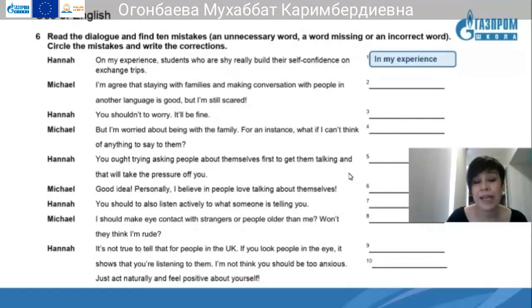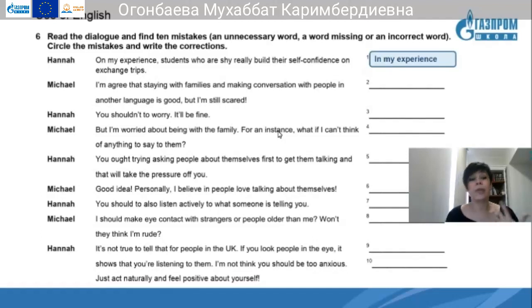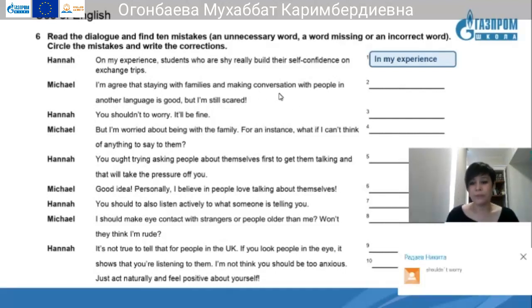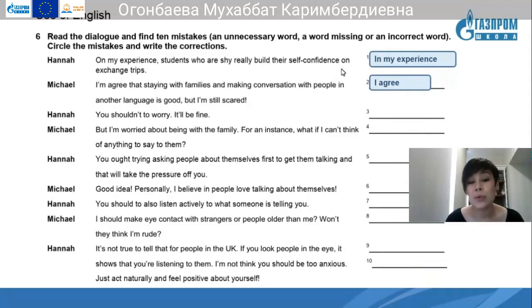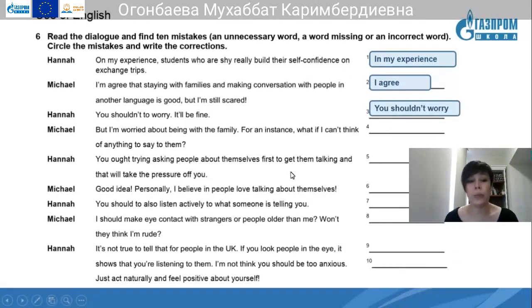I agree that staying with families and cooking and making conversation with people in another language is good, but still scared. Very good, Nikita. Yes, we never say I'm agree. It's I agree. And when we ask, do you agree with me? Yes, I agree. You shouldn't to worry. Yes, Nikita, very good. Yes, you shouldn't worry. Never use to after modal verb.